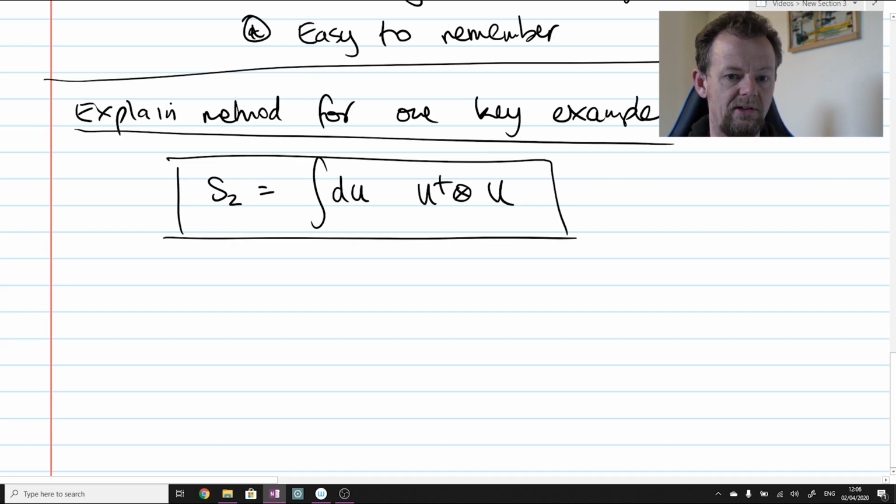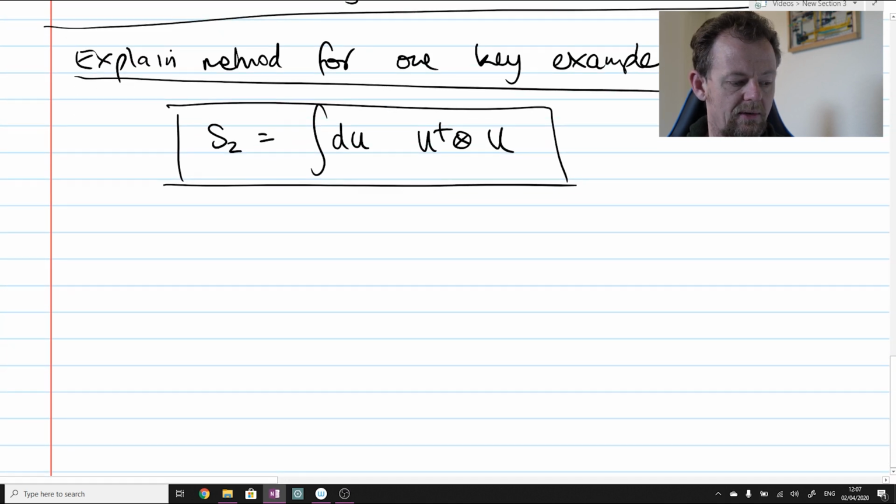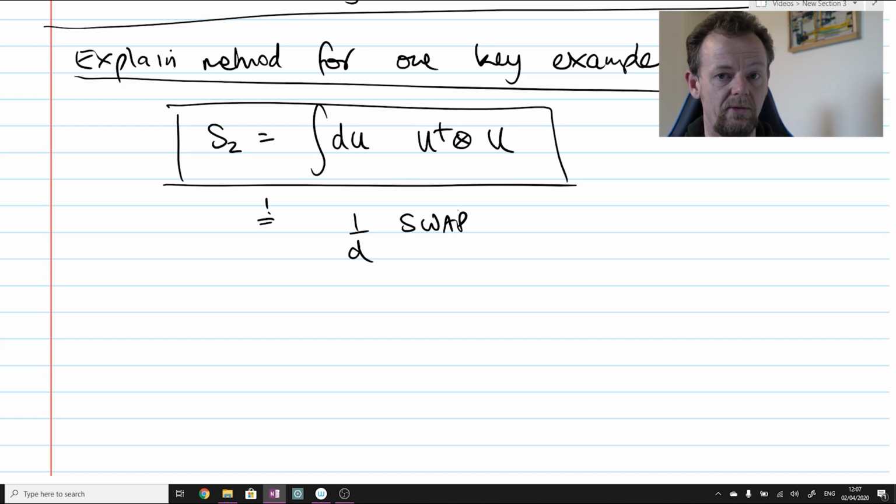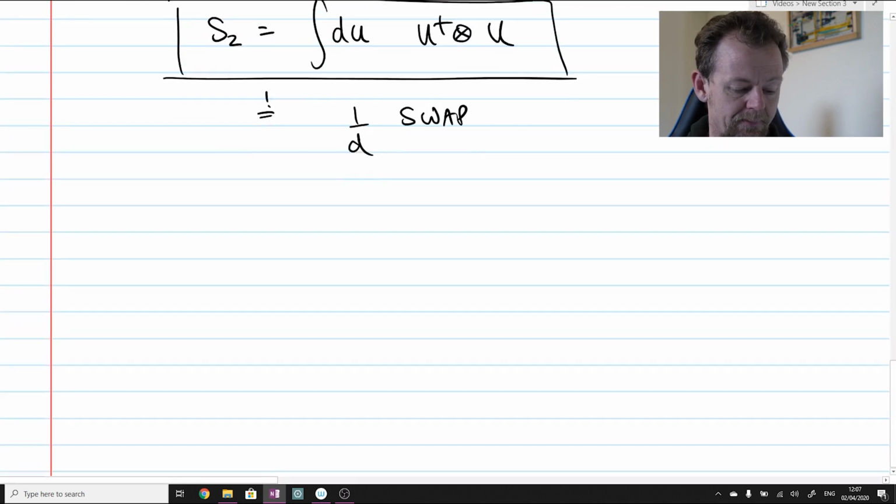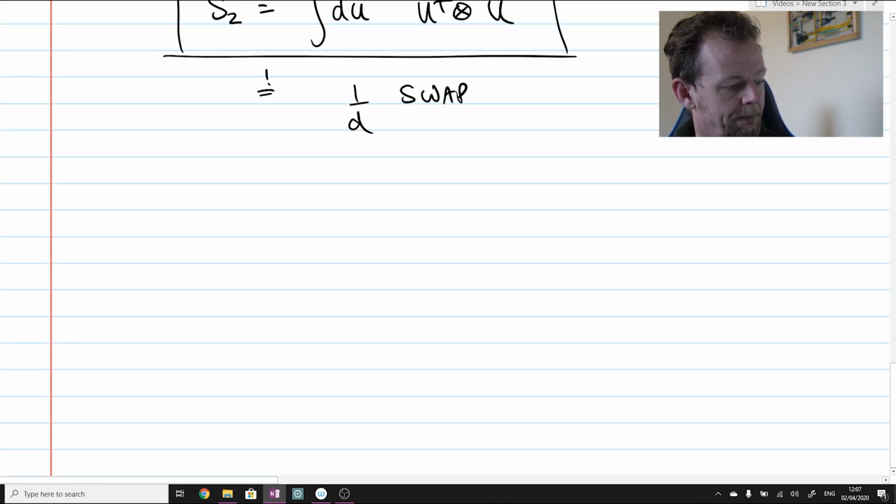How do we compute this integral S2 over the unitary group of this strange tensor product argument, U dagger tensor U? My claim is that you can do it, and when you do it, you'll get an answer, and the answer will be 1 over d times the swap operator. That's the answer. But what I'm going to show is the method, how I arrive at this answer, and further I'll explain why S2 is useful to calculate the integral I originally quoted at the beginning of this video, namely the integral of the absolute value of the trace of U squared.